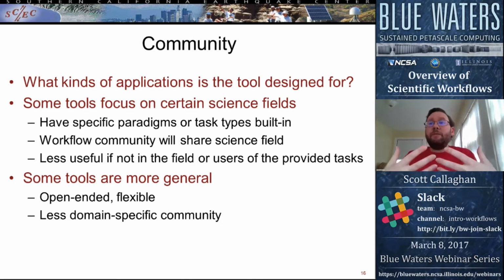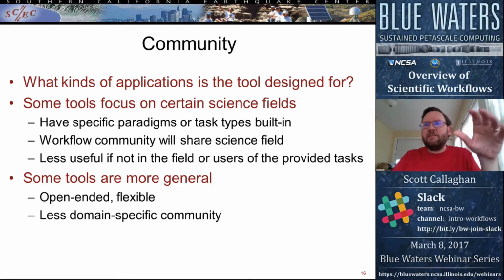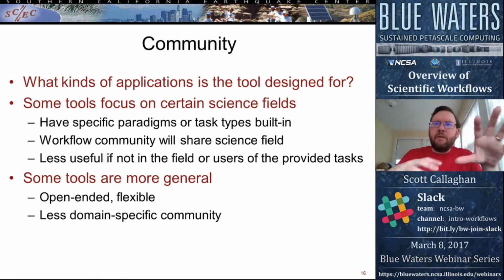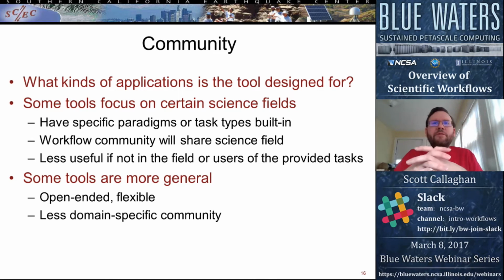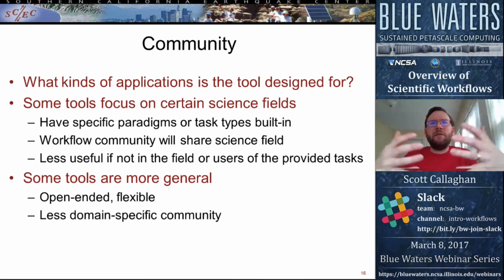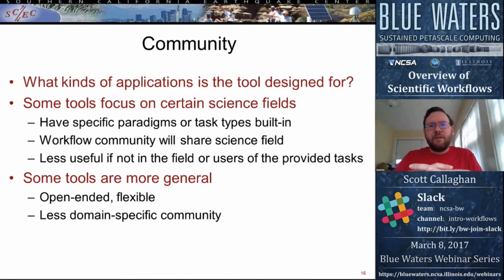There are, of course, tools that aren't focused on a specific science domain. And so these tend to be more open-ended. They may come with fewer task types built in, but they may be very flexible when it comes to bringing in your own tasks. They have a community that's also usually less domain-specific. The disadvantage, of course, is you might have to explain in more detail scientifically what you're doing, but you might find that you have a lot of computational similarities with someone, right? It may be that you need to run a lot of tasks of one type. Maybe you're running a lot of bioinformatics tasks. They're running a lot of astrophysics tasks, but you're both running a lot of tasks. And so you have a lot in common and you can share information that way.